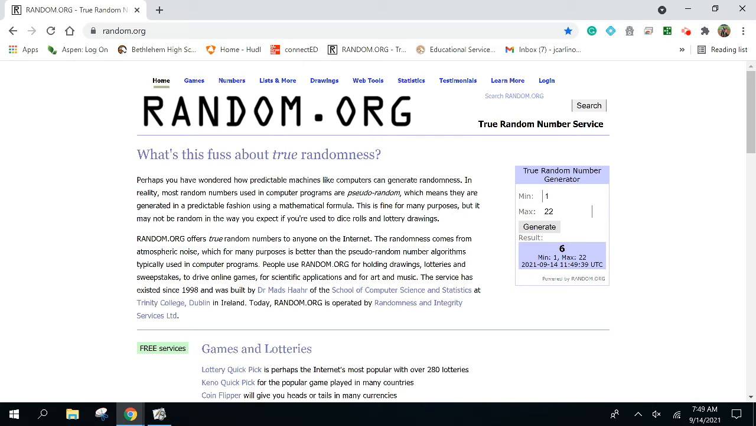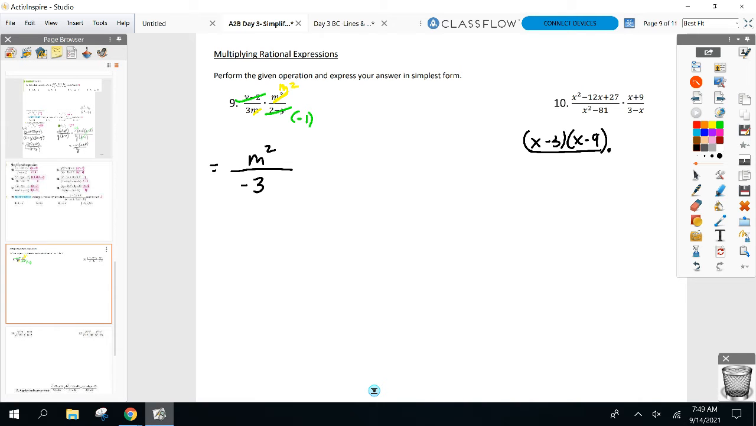There we go. Ryan, let's roll. What do you got? The x squared minus 81. Yep, go. x minus 9 and then x plus 9. Good work. Here we go. Can't do anything with x plus 9. Can't do anything with 3 minus x.